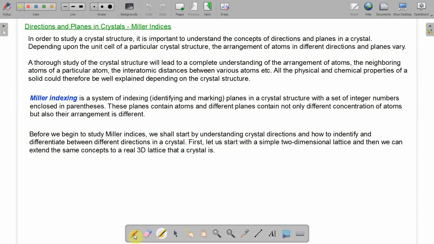Before we begin to study Miller indices, we shall start by understanding crystal directions and how to identify and differentiate between different directions in a crystal. First, let us start with a simple two-dimensional lattice, and then we can extend the same concepts to a real 3D lattice that a crystal is.